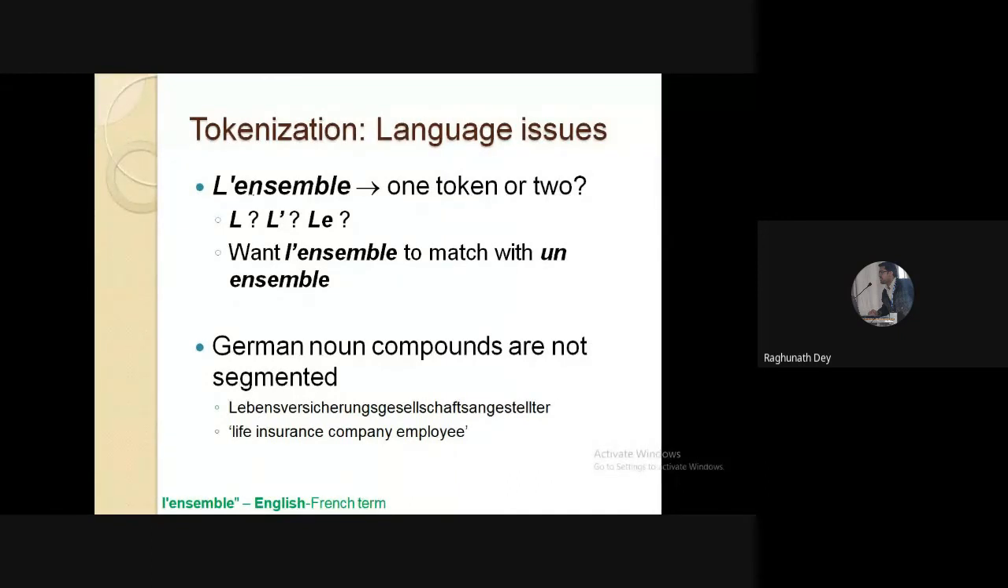Some terms or tokens or words look like English, but it's a French word or German word. How should we consider them? We think that this is a symbol, but actually it's a complete word of a different language, like French. L'ensemble is a French word. We cannot say it should appropriately be written as an ensemble.